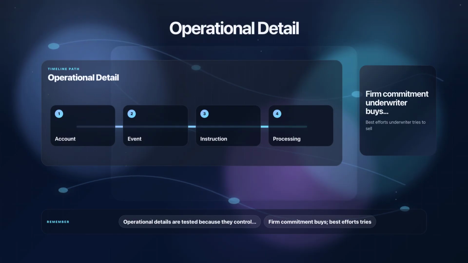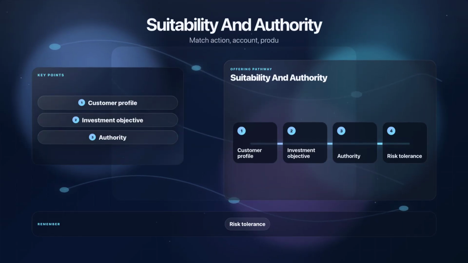Operational details matter. A word like trade date, settlement date, written authorization, market order, limit order, customer profile, beneficial owner, or confirmation can completely change the correct answer. SIE questions are often short, but each operational fact is there for a reason. Do not skip those details.